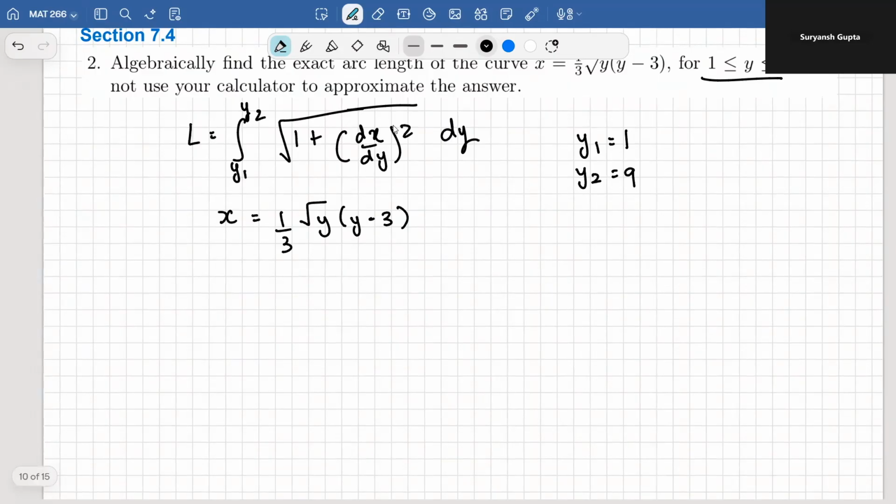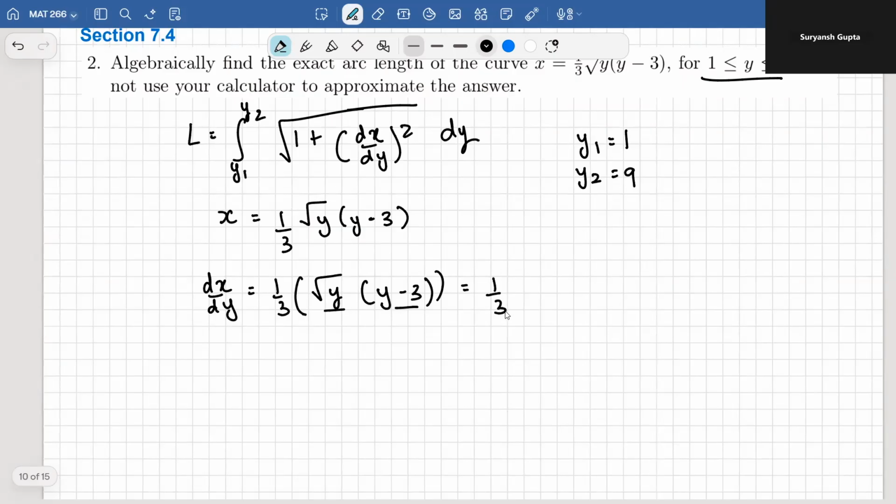So the first step is finding dx over dy. To find my dx over dy, I'll use the product rule. Firstly, I'll take 1 by 3 common, and then inside I have root y times y minus 3, and I'll use the product rule on this and this.